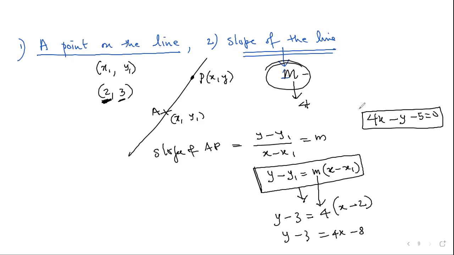So conclusion, you tell me. Whenever I want to find the equation of a line, without having coordinates on it, what are the two things minimum I require? A point on the line, and the slope of the line. If I have a point as x1, y1 and slope as m, what formula would you apply to get the equation of the line?